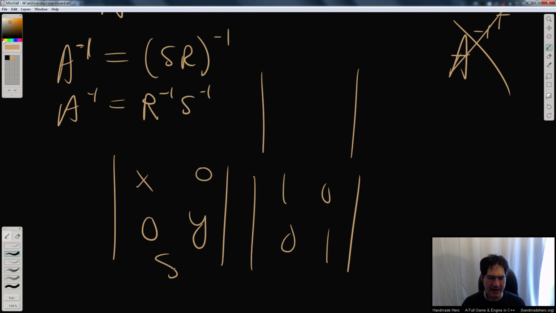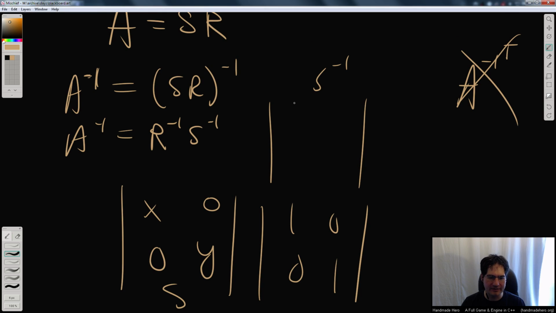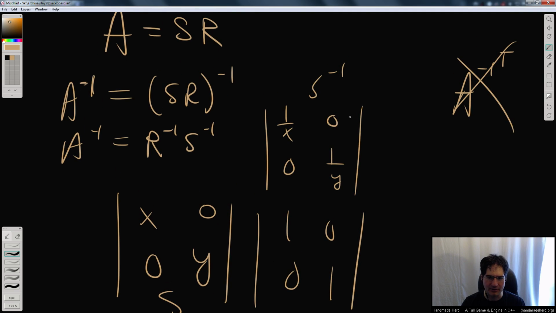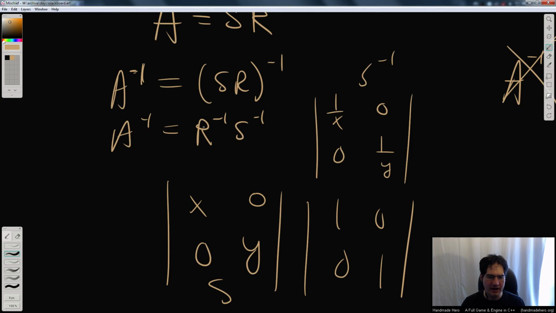So if this is my S, what's my S inverse? Well, no surprise there. It's 1 over X, because 1 over X times X equals 1, and 1 over Y, with zeros on the other entries, that would produce the identity. So that's exactly what you were just suggesting. And the R inverse is whatever would rotate you back to where you were.